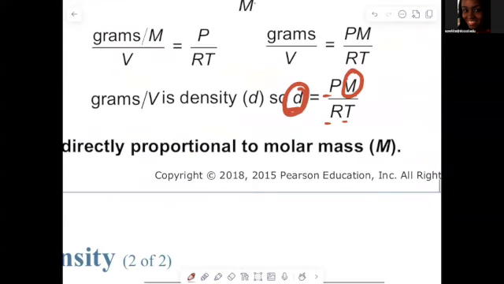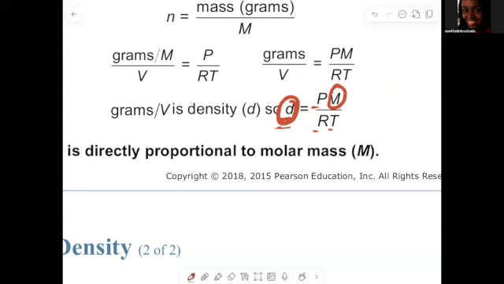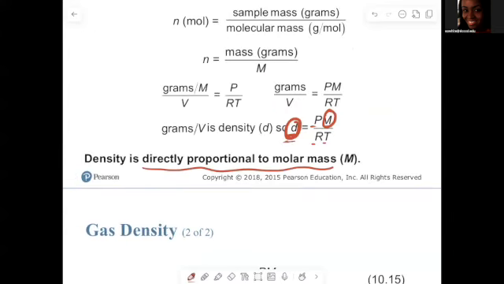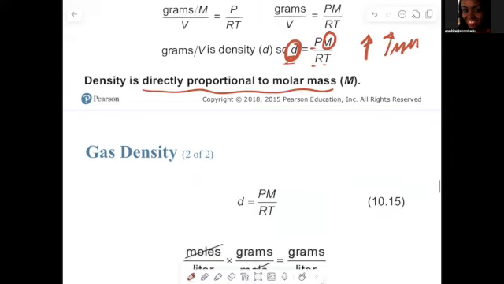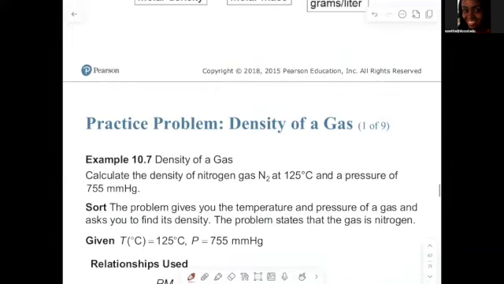You all see that? Remember, the density is a numerator, and molar mass is also a numerator. Since they have that direct relationship, they're going to be directly proportional to each other. That means if the density goes up, the molar mass goes up also. Or you can say the molar mass goes up, the density goes up. Okay? Let's see how this plays out in an actual problem.